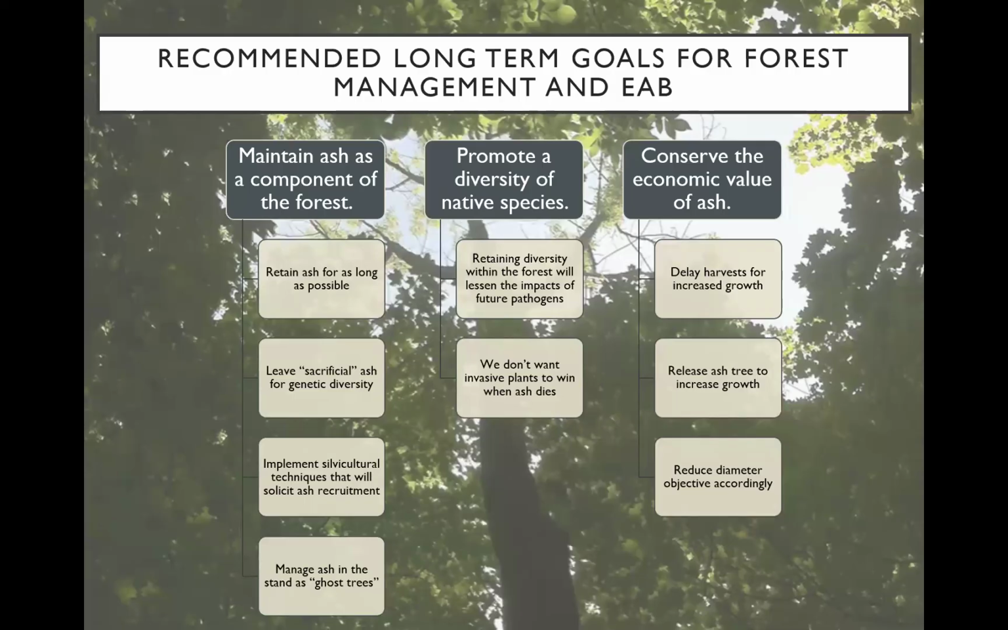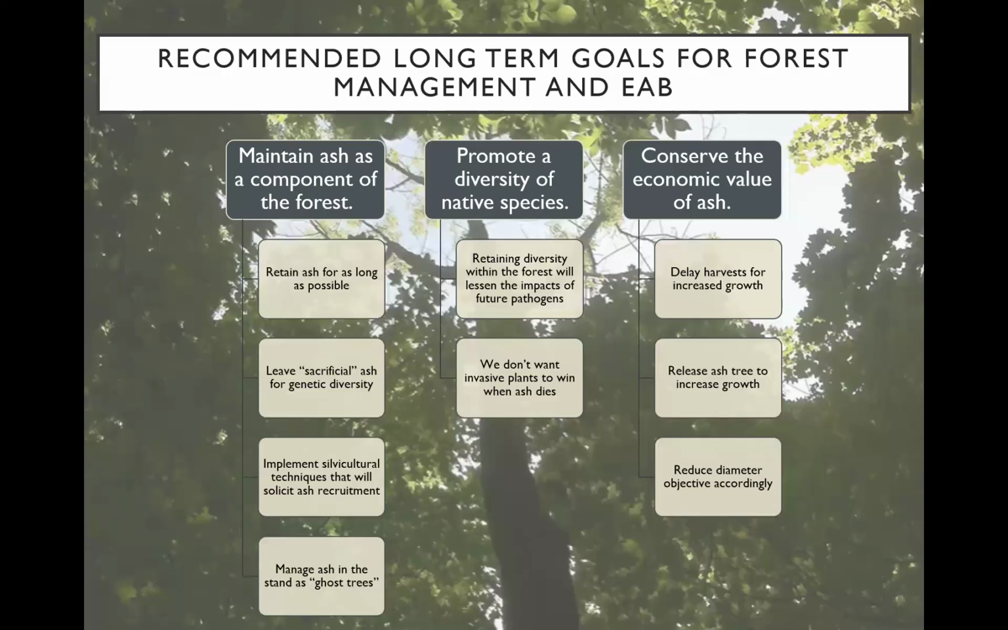And so, long-term goals for forest management and emerald ash borer: there are lots of goals that landowners have. And so there is a diversity of options for landowners to take when they are considering management and emerald ash borer. On a whole, and as a conservation measure, we would like to maintain ash as a component of the forest as best we can.